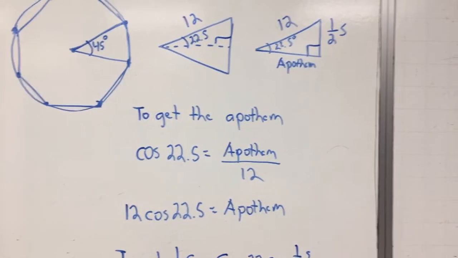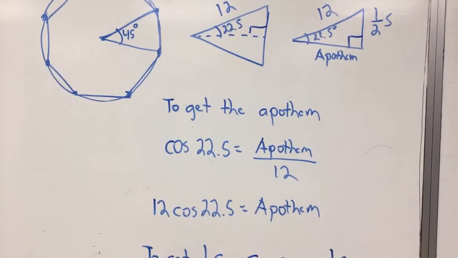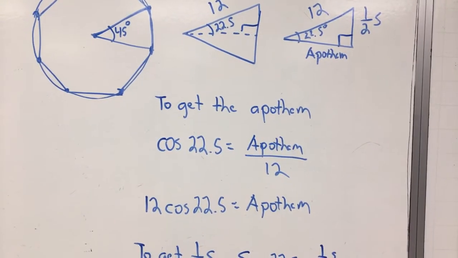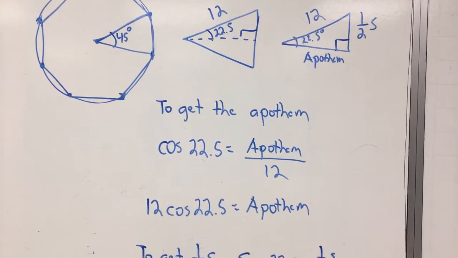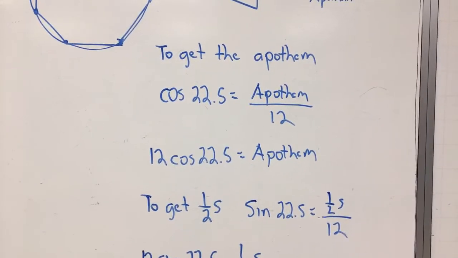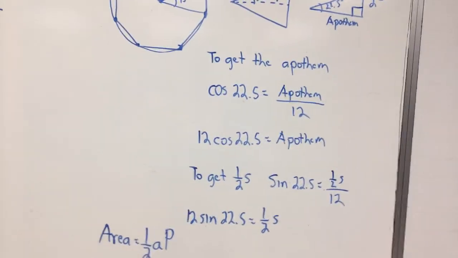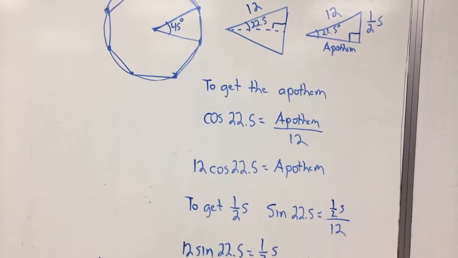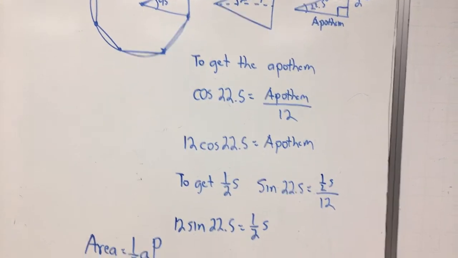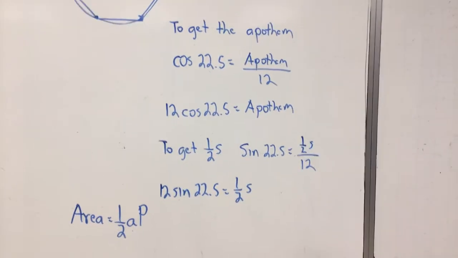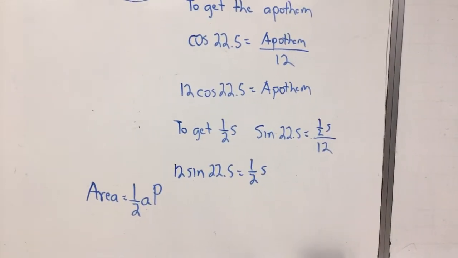Well, obviously, if you know the hypotenuse and you need the adjacent, cosine comes to mind. And if you know the hypotenuse and you need the opposite side, sine comes to mind. Okay? All right, so anyway, you can crank those ratios in there, do a little algebra, and then the apothem will equal 12 times cosine 22.5, and 12 times sine 22.5 is equal to half the side.